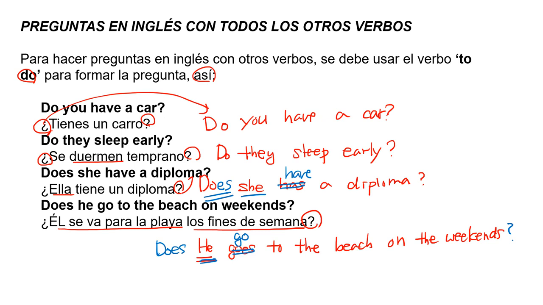But this one is a question, and then he is third person singular, put does, and goes becomes go. Does he go to the beach on the weekends? And then question mark. Does he go to the beach on weekends? So here, Spanish, los fines de semana. English, you don't need this. Does he go to the beach on weekends?